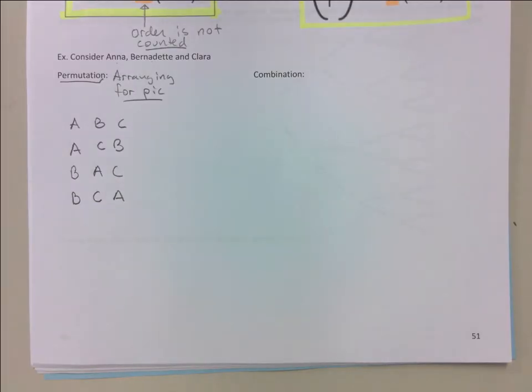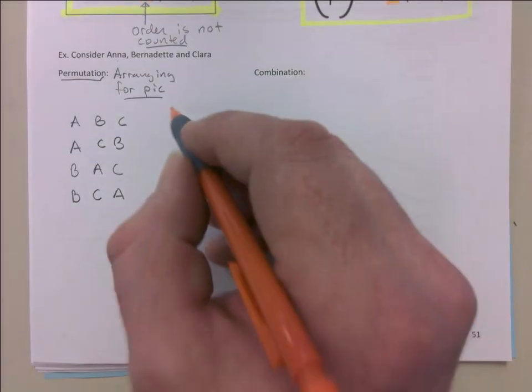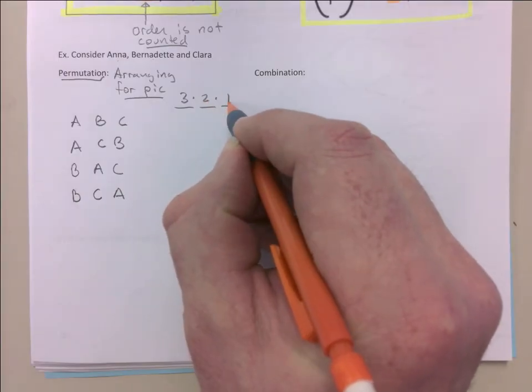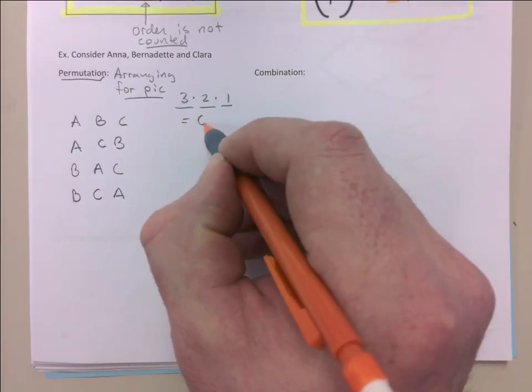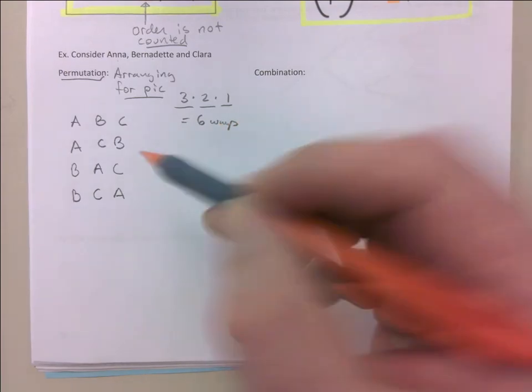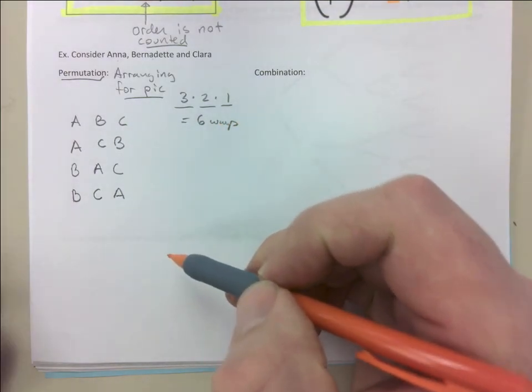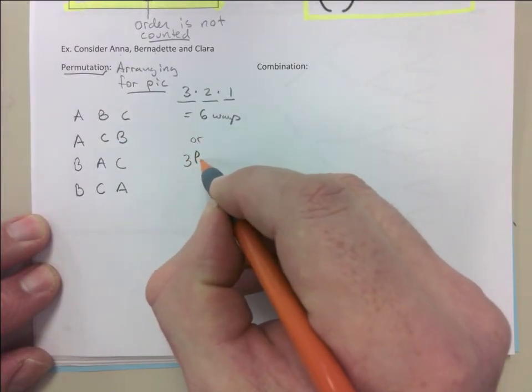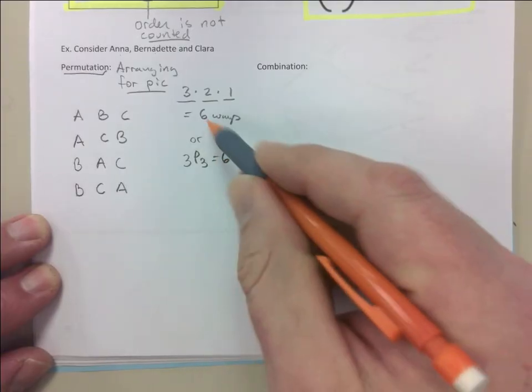By the way, how many ways can they line up without me doing this? Can we calculate that? 6? 6 factorial? How many people are there? 1, 2, 3. 3 times 2 times 1, right? That is 6 ways. We know that there's 6 different ways to arrange them. Or we go 3 pick 3 is 6, no matter what.